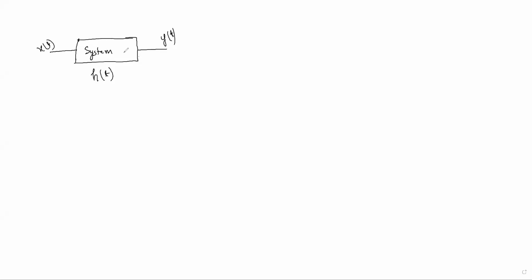So let the characteristic of the system be the impulse response. Then the relation between x(t), h(t) and y(t) is given by x(t) star h(t). This thing we should know, and this is a new term called convolution. Convolution is a mathematical term, like multiplication or addition. It is also one type of operation performed to analyze a system, and it is applicable only for the LTI system.